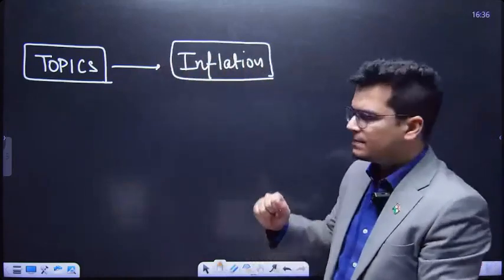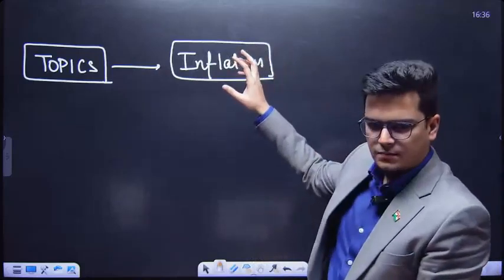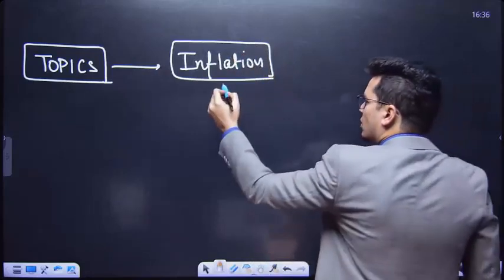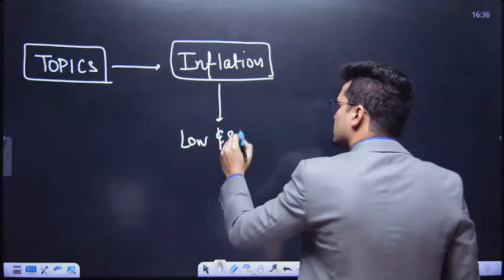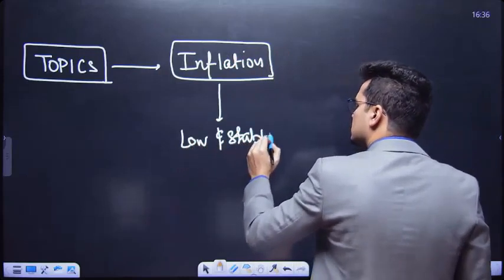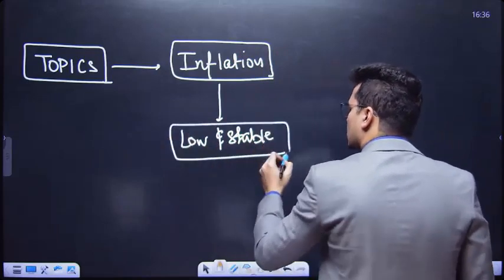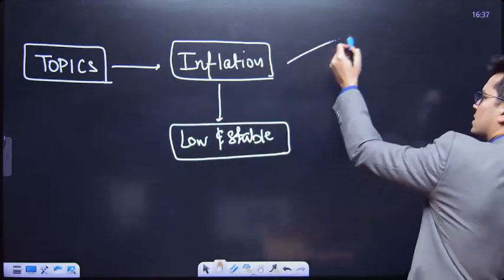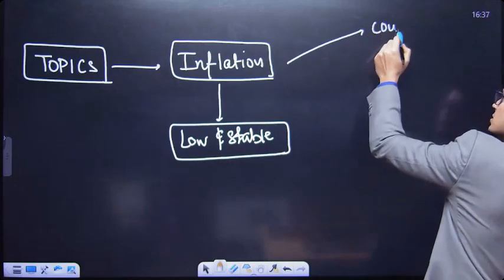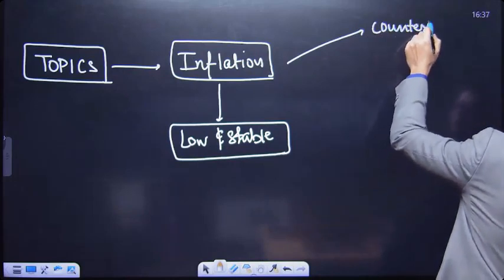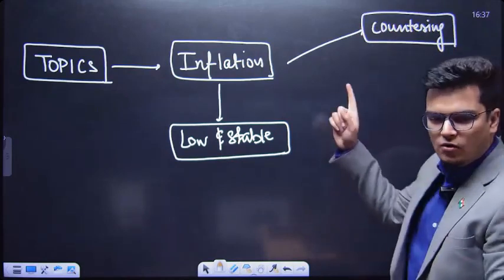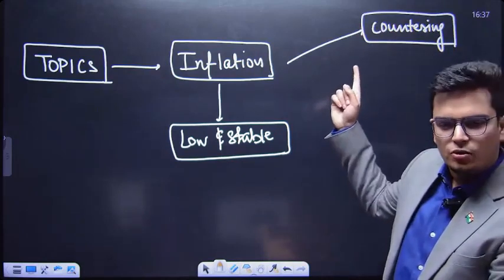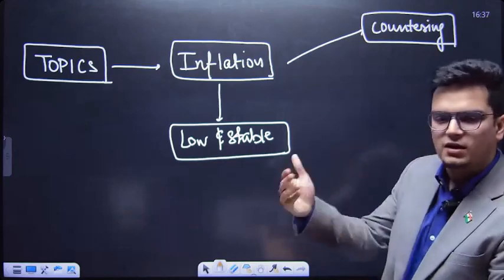Now from inflation, you have to see what is the macroeconomic objective here, low and stable rate of inflation. We have seen this. This is the macroeconomic objective of the government. From this, we also have to understand countering inflation. If it does not stay low and stable, we will have to counter inflation. Now, for countering inflation, there are going to be various things that the government can do.